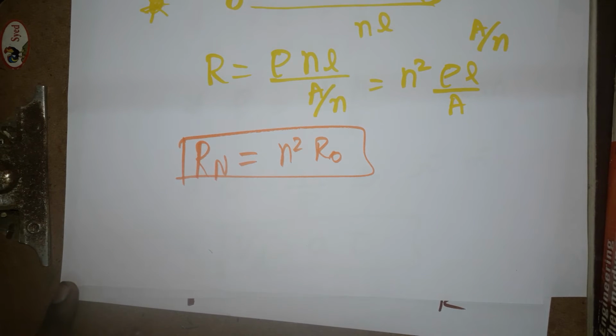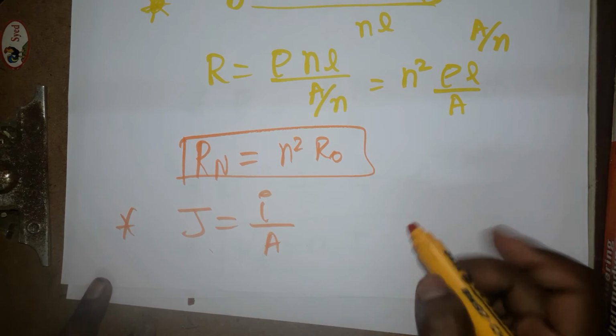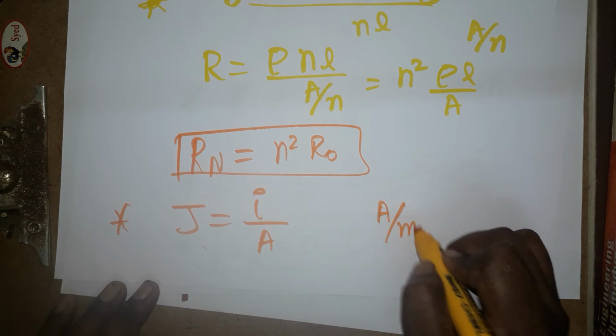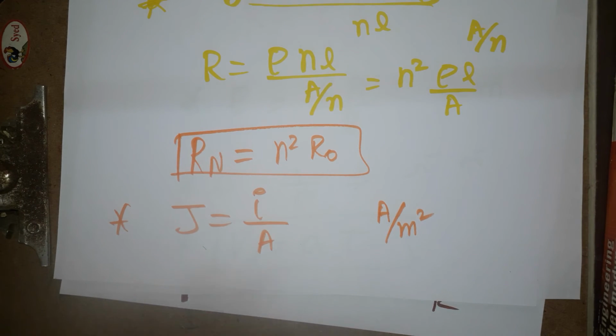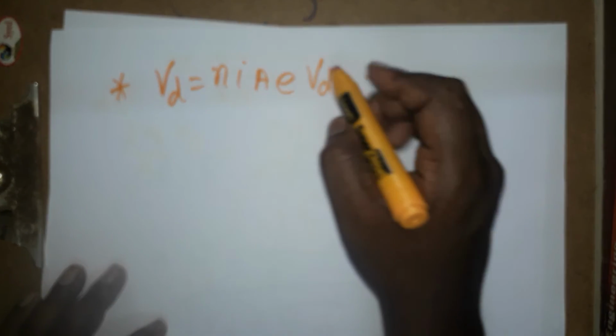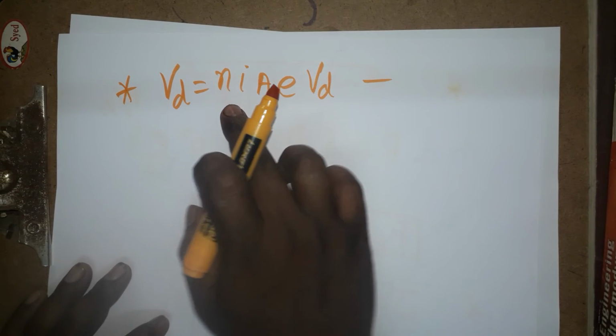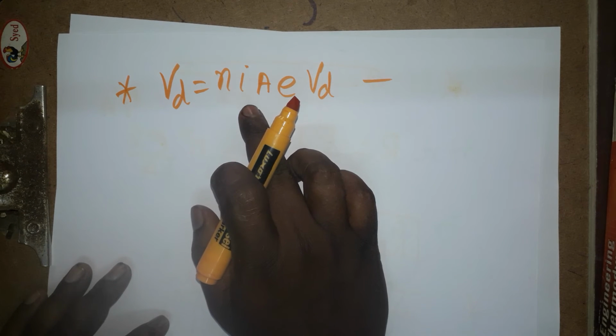Now, current density is equal to current per unit area. The unit of this is ampere per meter square. Now the next formula we are going to learn from current electricity. In current electricity we have many formulas. The relation between current and drift velocity: I is equal to n A e Vd.